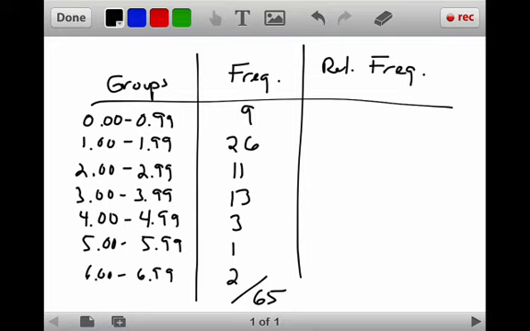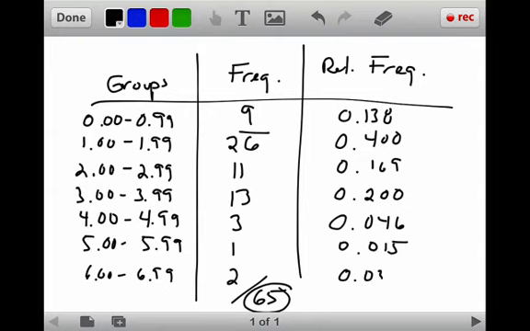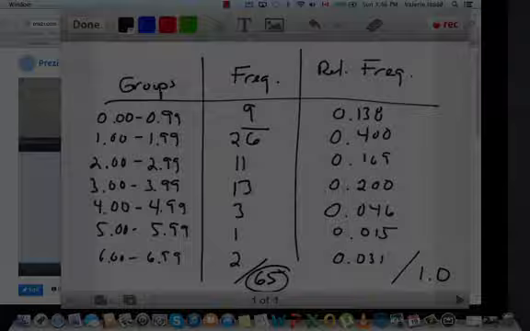Now I can compute the relative frequency. So if I take the value of 9 and I divide it by 65, I would get a score of 0.138. For the second group, I would get 0.400. The third group, 0.169. Then I would get 0.200. I would get 0.046, 0.015 and 0.031 for a total of 1.0. So there you go. We have our relative frequency table for a quantitative variable.